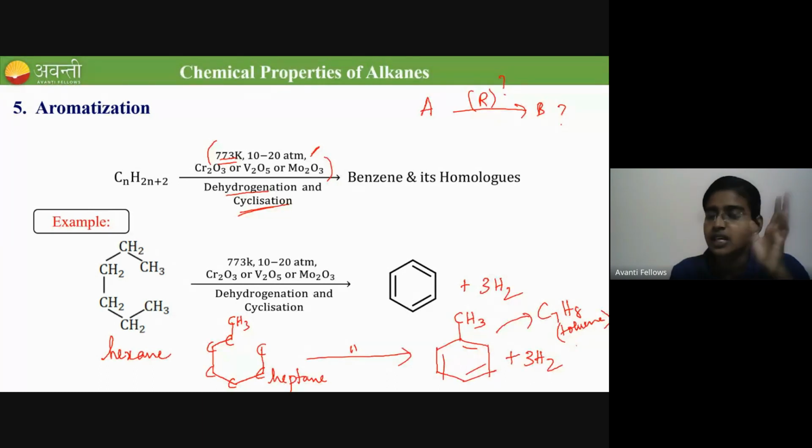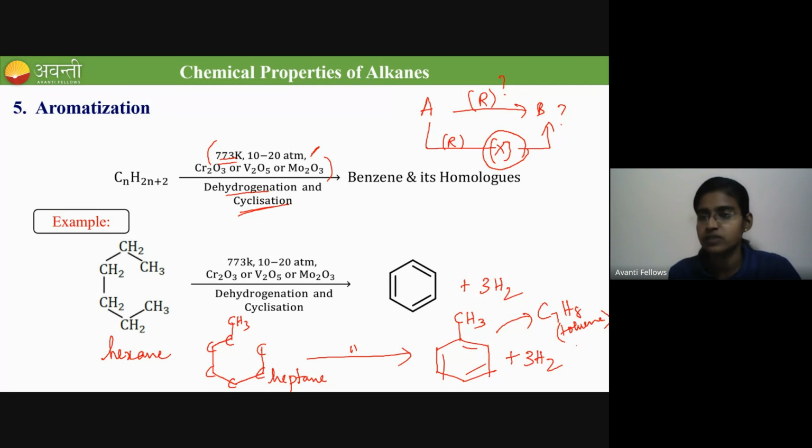In many reactions, a reactant will not straight away give the product. It will undergo some intermediates, and that intermediate will be asked. Suppose A is getting converted into X on reacting with R, and this X will be converted to B. So it is a two-step reaction, right? Now this X is the intermediate. They will ask you this intermediate. So this type of question will be asked.